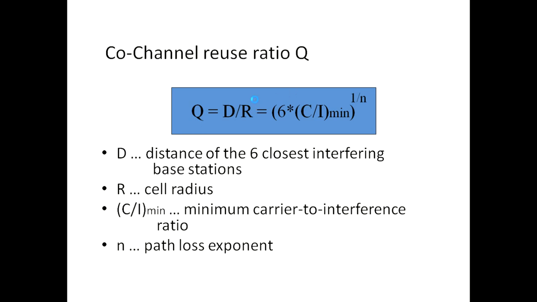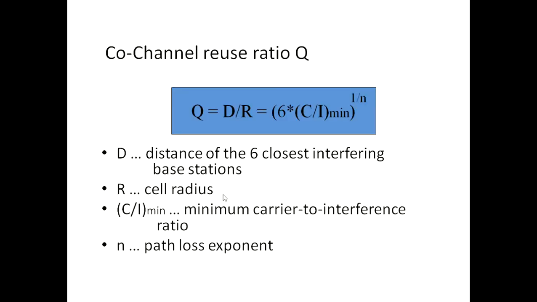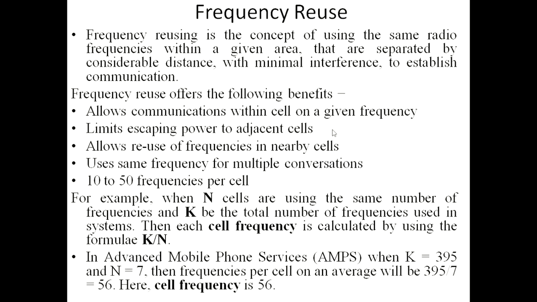Here is the difference between the co-channel reuse ratio and co-channel interference. C by I is the co-channel interference, whereas the co-channel reuse ratio we have already seen: Q is equal to D by R.